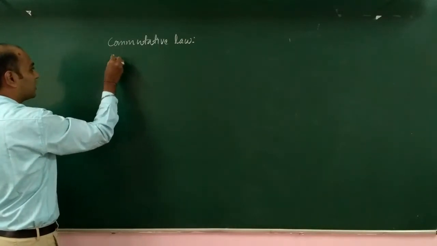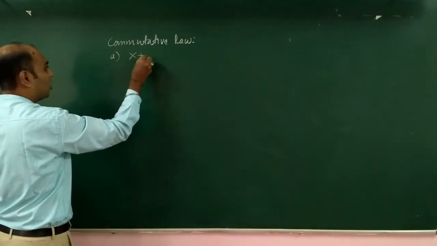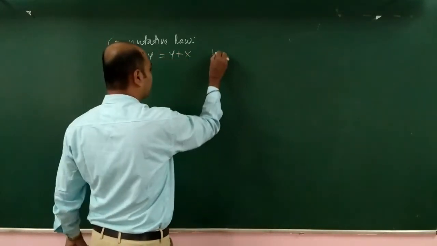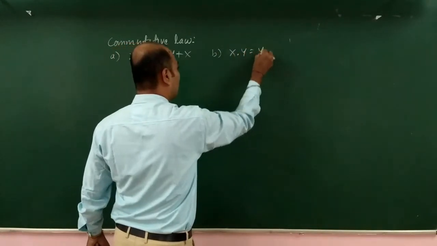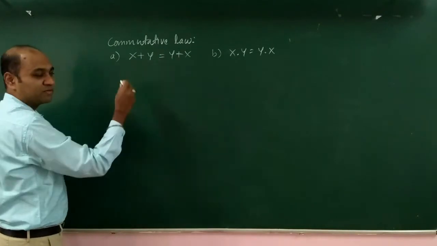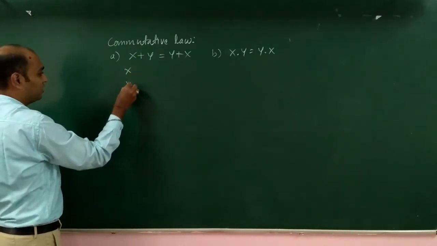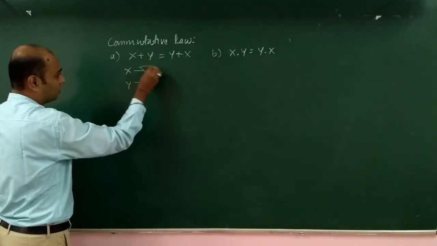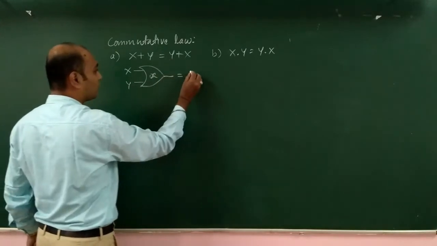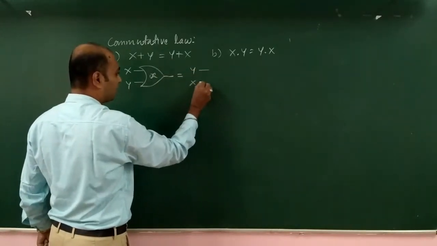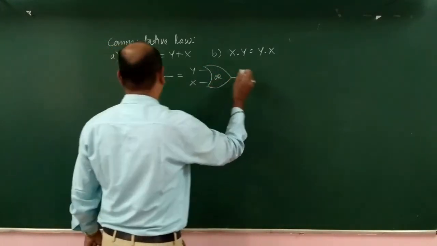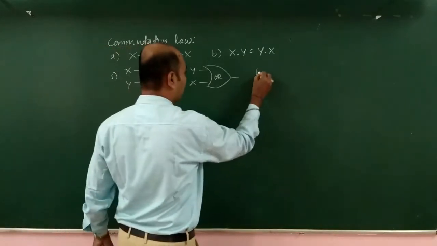Yes. So this law states that x or y is equal to y or x. Correct? Next, b, x and y is equal to y and x. And let us draw the logic gate for both of these two expressions. So here we will write x or y. Correct? Yes. So which is equal to y or x. Correct? Yes. Next, this is a and next we write b.